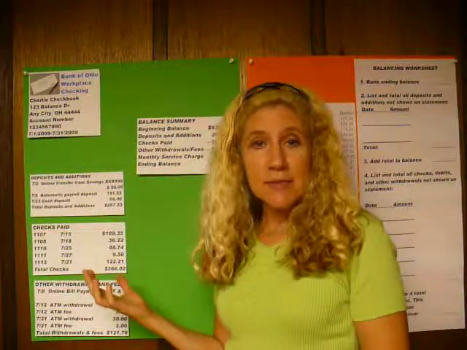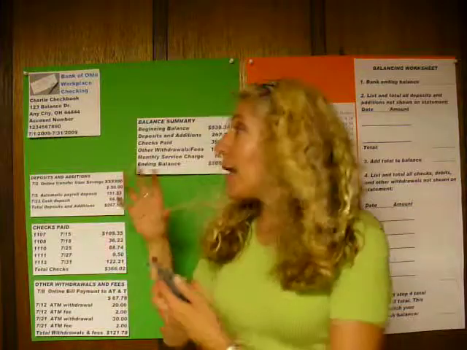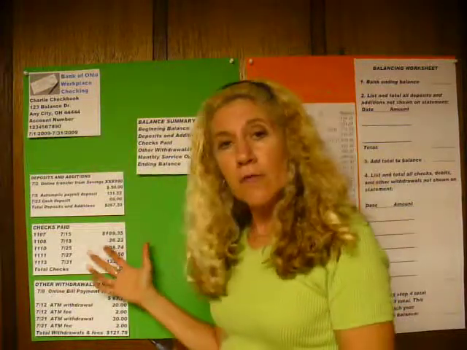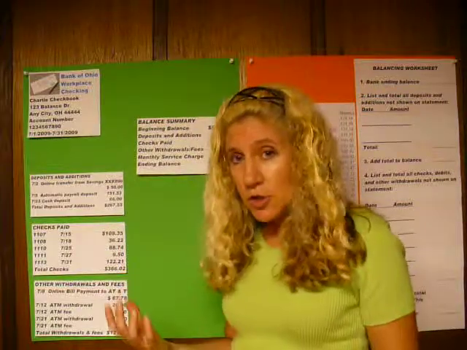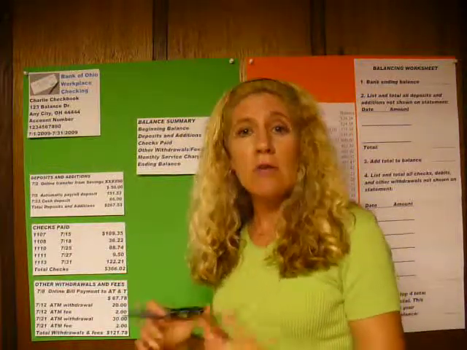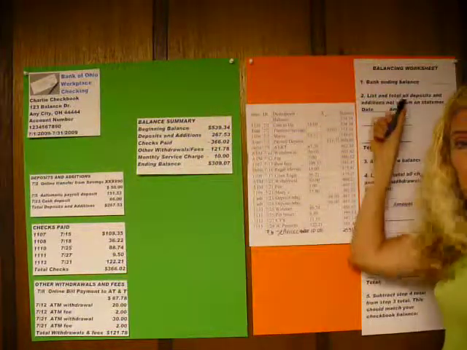All right, now on the back of the statement is where we're going to find our worksheet. Every bank that sends you a statement might have a different order and not look exactly the same, but the front of the statement tells you all of your information. Flip it over and on the back they give you a worksheet. Once you know how to do this, you can do it real easily, even if you do your business online. So we're going first to our balancing worksheet over here.